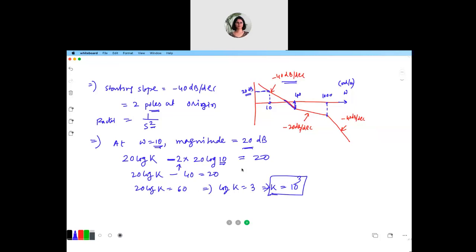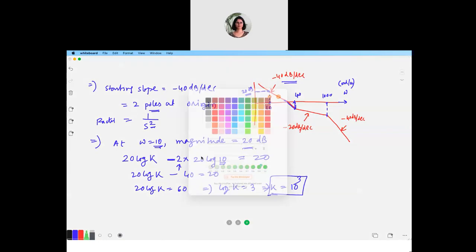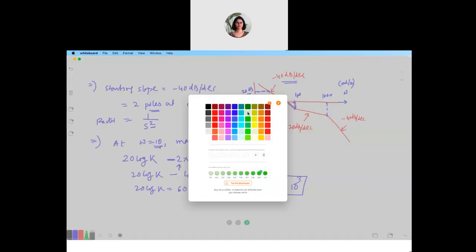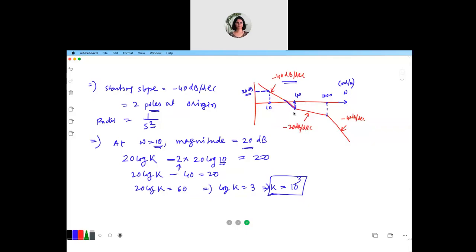Now once this is done, then the third thing that we have to do is find out the other factors. Now how do I get the other factors? I have to identify the points where the slope has changed. Where all the slope has changed? Slope has changed at this point. This is one point where slope has changed, at 40 frequency. From minus 40, the slope has gone to minus 20.